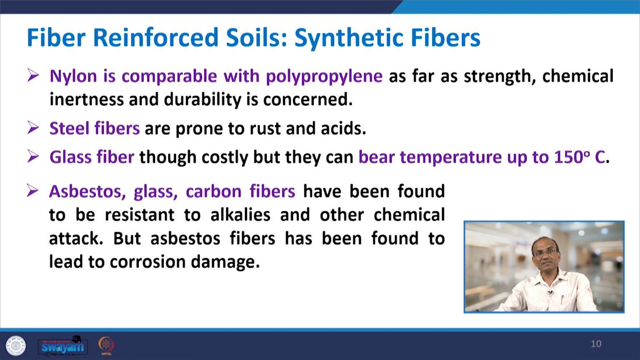As far as nylon is concerned, nylon is comparable with polypropylene in strength, chemical inertness and durability. Then steel fibers are prone to rust and acids, so that is the issue, there could be rusting. Glass fiber, though costly, can withstand temperatures up to 150 degrees centigrade. Asbestos, glass and carbon fibers have been found to be resistant to alkali and other chemical attacks, but asbestos fibers have been found to lead to corrosion damage. So with asbestos fibers, the issue is similar to steel fibers: there could be corrosion.